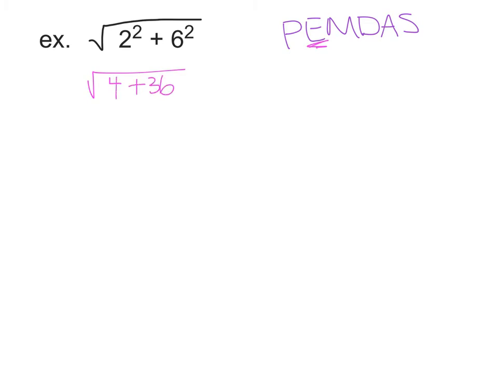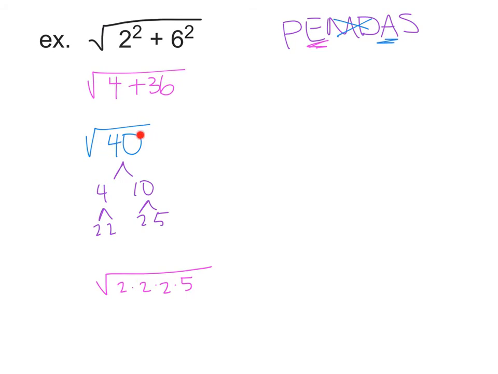Okay, next step. Let's take a look. I don't have any multiplication, but I have some addition. That would come next. So the addition now gives me the square root of 40. Okay, now I'm ready to go ahead and tackle the square root. So you may want to pause here and see if you can finish the problem.